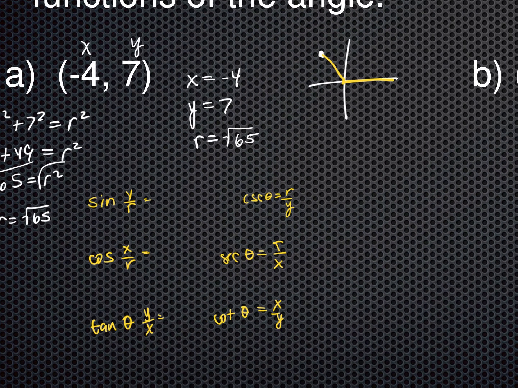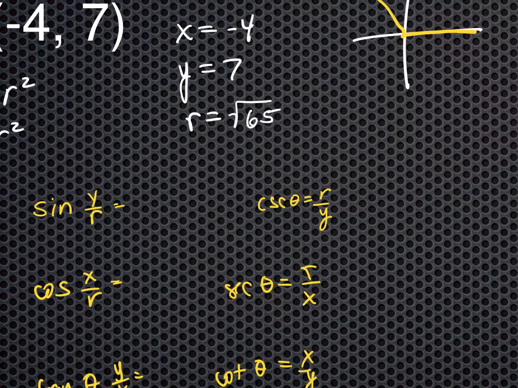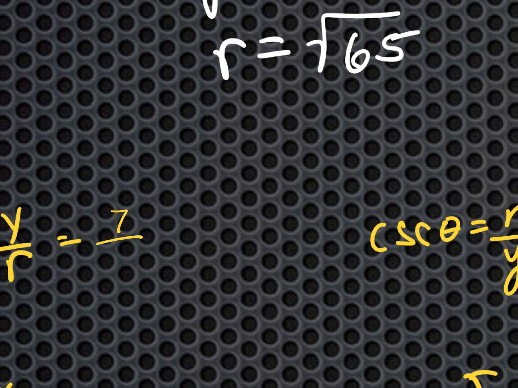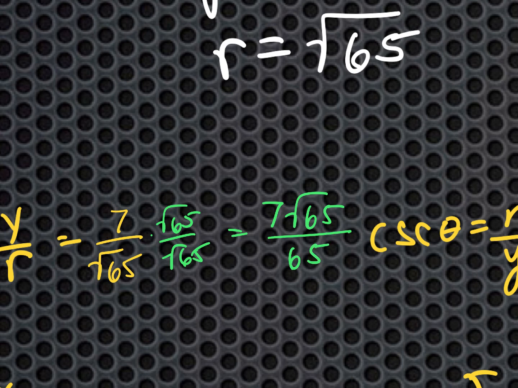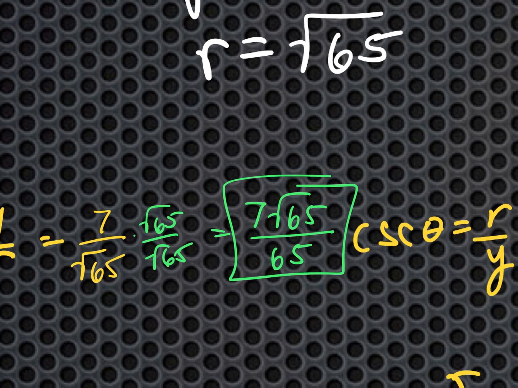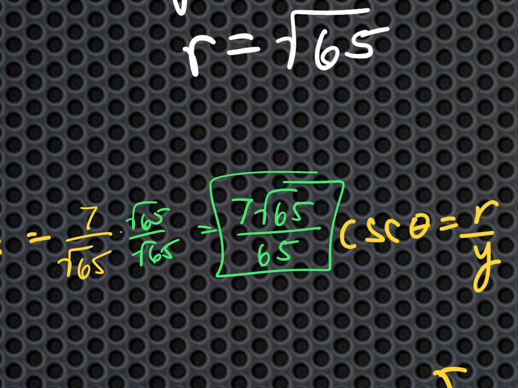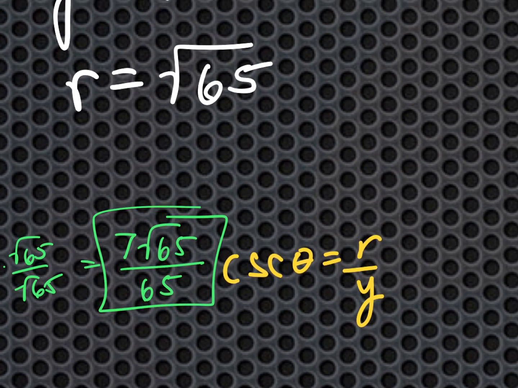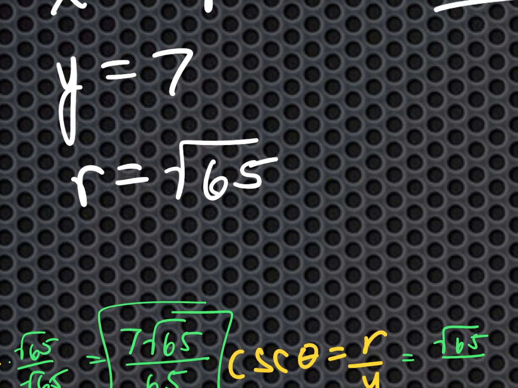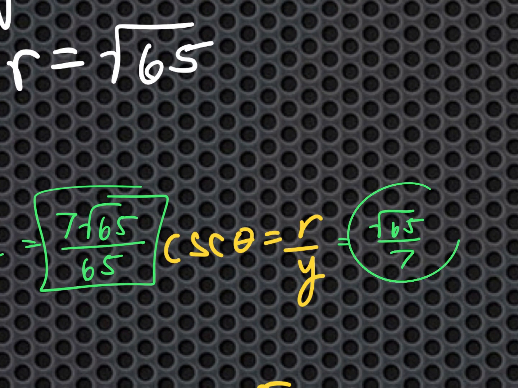Are we going to have to rationalize? Yes, that's okay. Sine is y over r. So it's 7 over the square root of 65. Can I leave square root of 65? So we rationalize. And I have 7 square root 65 over 65, correct? Okay. If you want to move over and do cosecant, that's fine. Cosecant's going to be r over y. So it's the square root of 65 over 7. That's it.